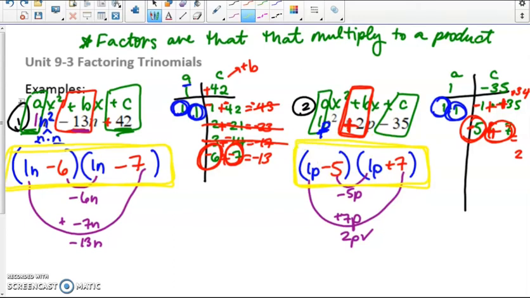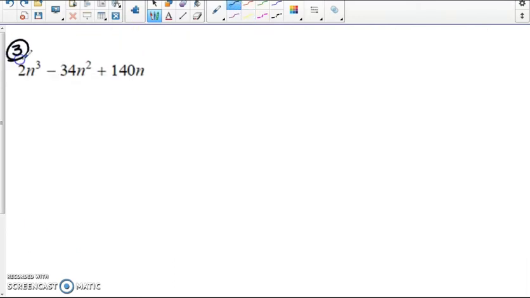We have 2n cubed minus 34n squared plus 140n. So very first thing we're going to do is check for GCF. And because my smallest number now is a 2 instead of a 1, we're going to have to pay very close attention to that because these numbers are all even. We've got 34, that's an even number, 140, that's an even number. So I can have a GCF of 2 because that's my smallest coefficient. And 2 can go into all even numbers.